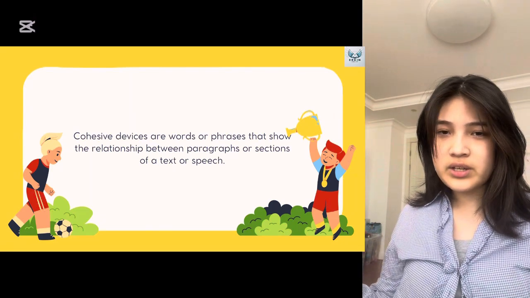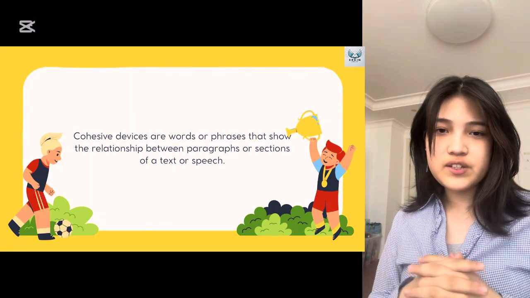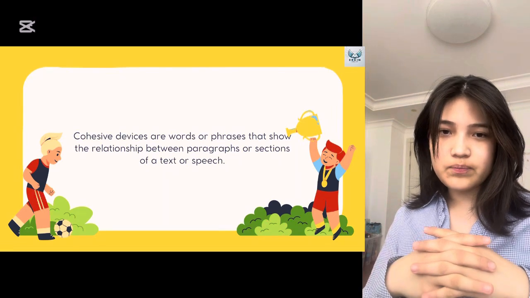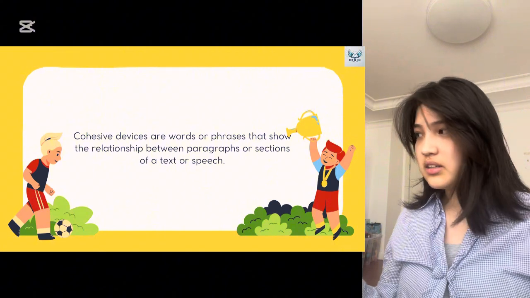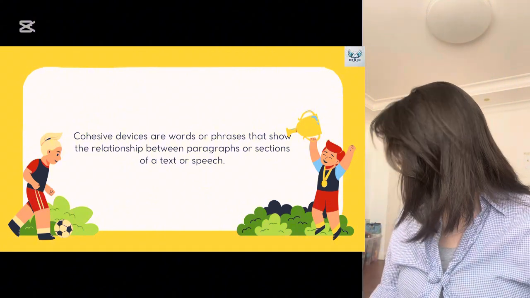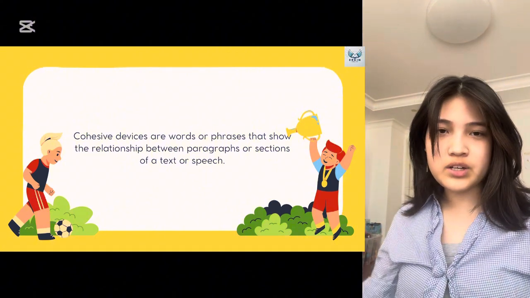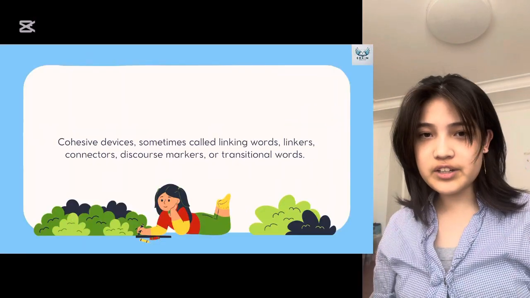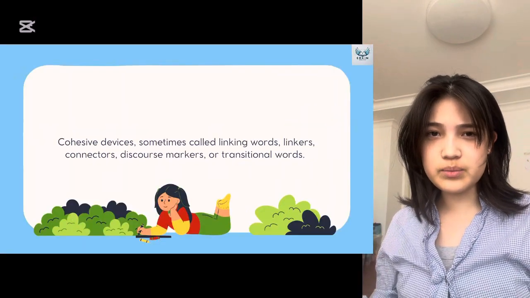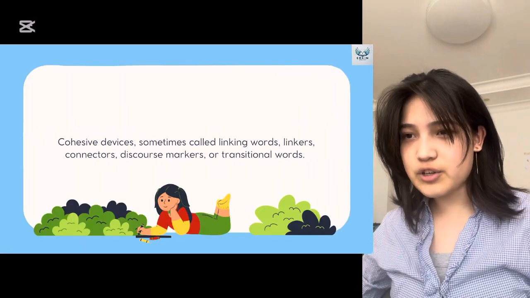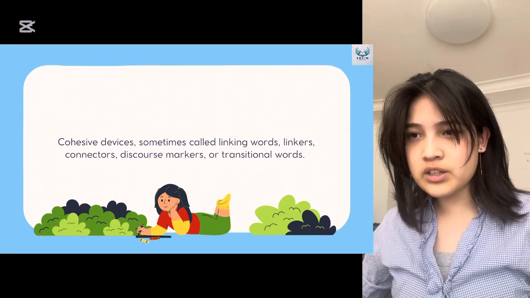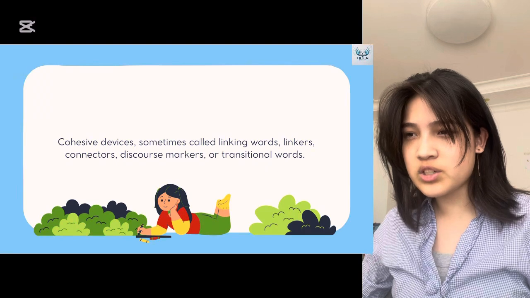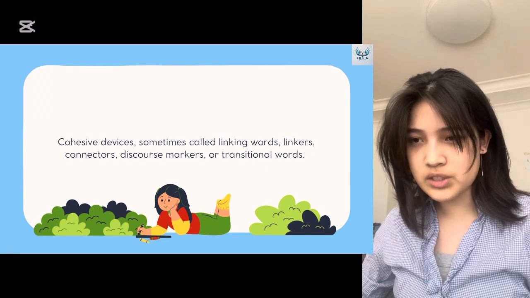So cohesive devices are used as connectors to connect different sections of text in either written form or in speech. So you might have heard of cohesive devices but just heard them in a different way. For example, cohesive devices are sometimes called linking words, linkers, connectors, discourse markers, or transitional words.